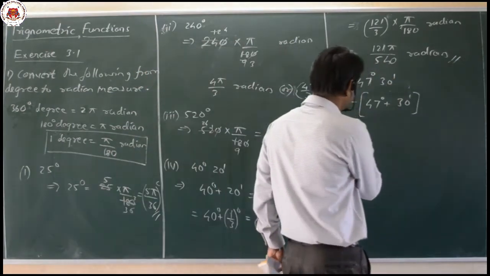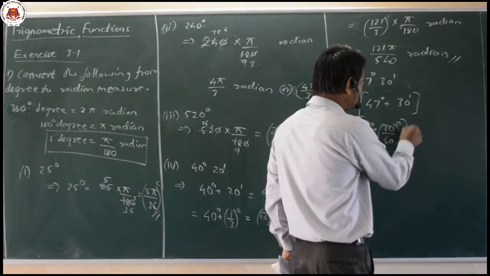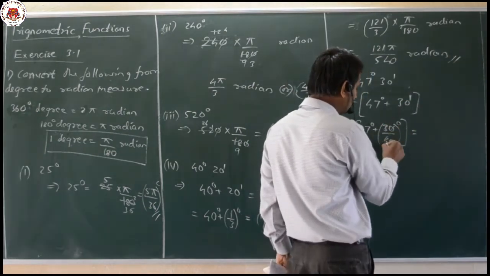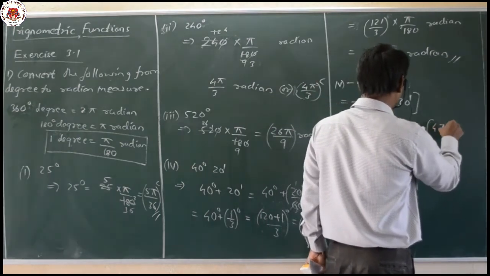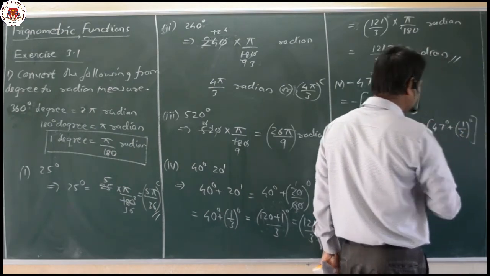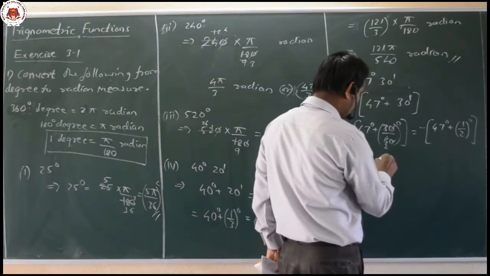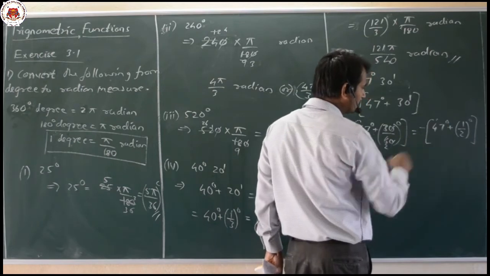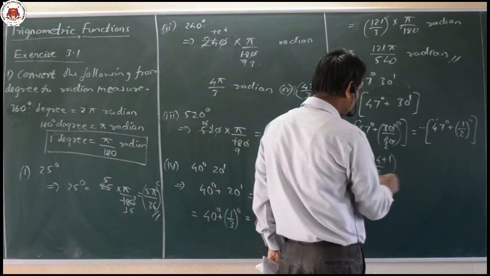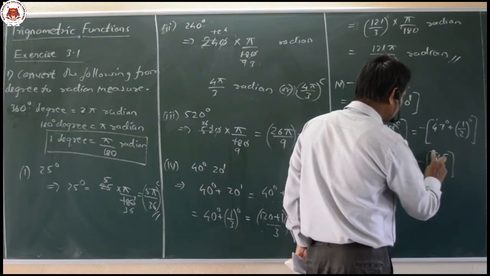Which is equal to minus of 47 degrees plus 30 divided by 60 degrees. Now dividing by 60, minutes become degrees. Now what we get, which is equal to minus of 47 degrees plus 1 by 2. Now here you can take the LCM. So what we have, 2 sevens are 14, 2 fours are 8, 94 plus 1 divided by 2 degrees. Now what we get, minus 95 divided by 2 degrees.